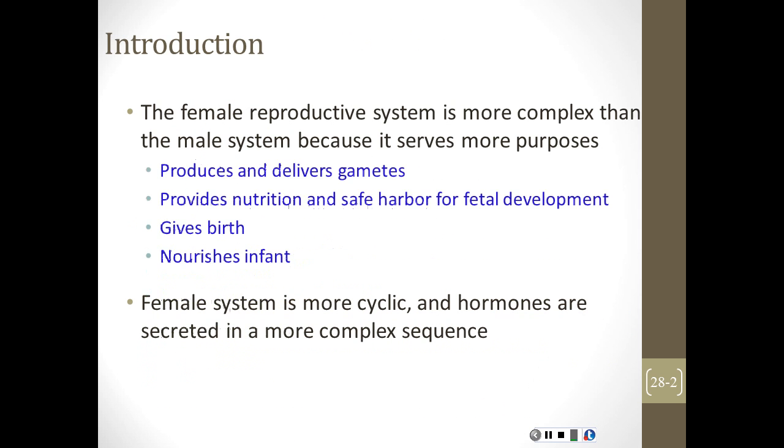Alright, so the female reproductive system is more complex than the male system, and that's because it serves more purposes. It produces and delivers gametes. It provides nutrition and safe harboring for fetal development. It's also there to help with giving birth and making sure the infant is properly nourished. Now the female system is more cyclic, and of course hormones are secreted in a more complex sequence.